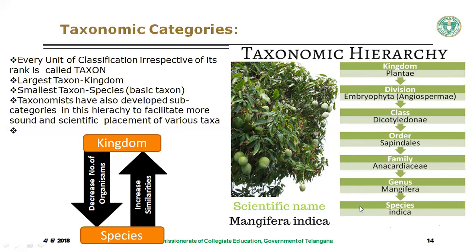For example, Cleome gynandra is there, Cleome felina is there. Both species have very few similarities. But under the genus Cleome, it shows more similarities than at the species level. So in this way, from bottom to top, the similarities increase. From top to bottom, the number of plants in each taxon decreases. So you can observe this from the diagram.